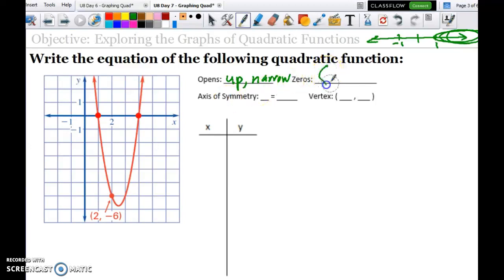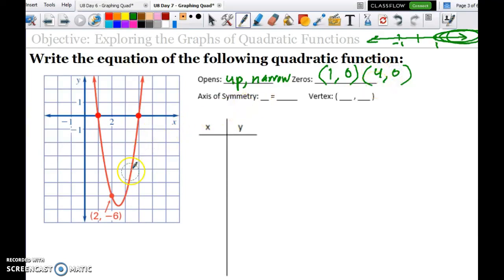We know where the x-intercepts are. That's the nice part about this, you could literally see them. It looks like 1, 0, because I see the scales going by 2. You see how it's nice that they labeled those, so I know where these numbers are. So I have 1, 0, and 4, 0, the other one.